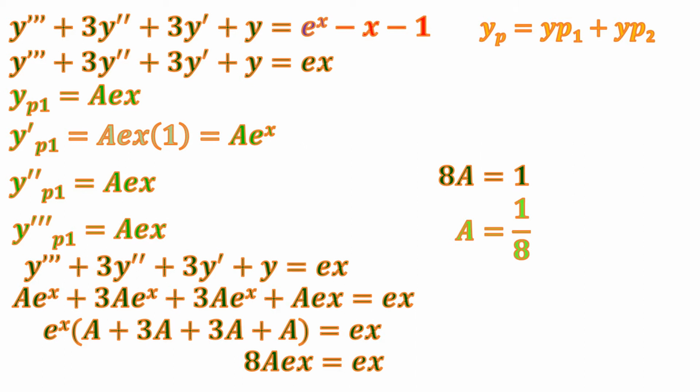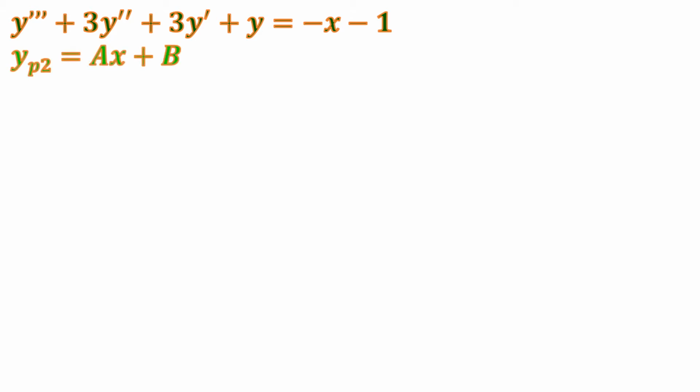So since we already know what is a, then let us substitute from the yp1. That is yp1 is equal to 1/8 e to the x. So now we're going to solve the yp2. So for the yp2, we'll have this equation. So there's no more e to the x because that was for yp1. And then we'll have the yp2 equals the linear general form ax plus b, since, as I said, negative x minus 1 is a linear expression. So it's going to be ax plus b. And we will find what is a and b.